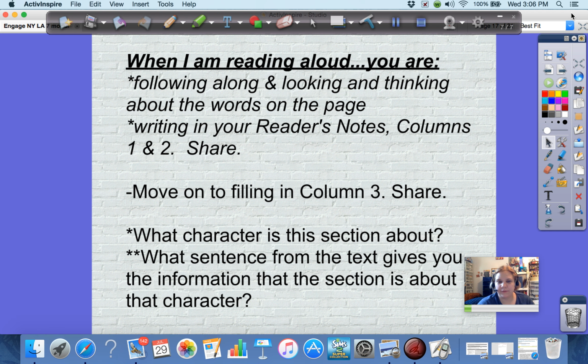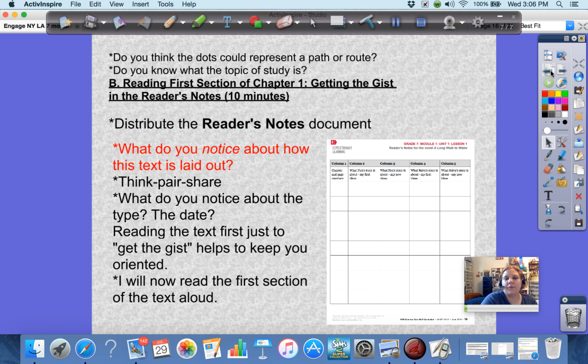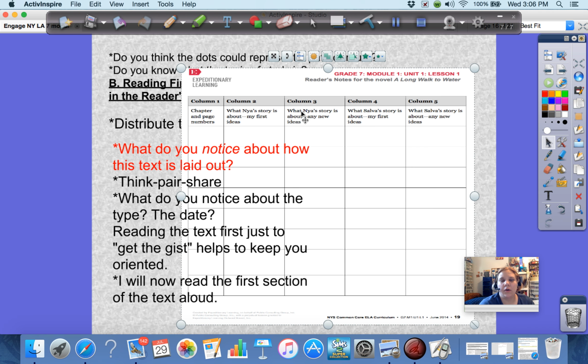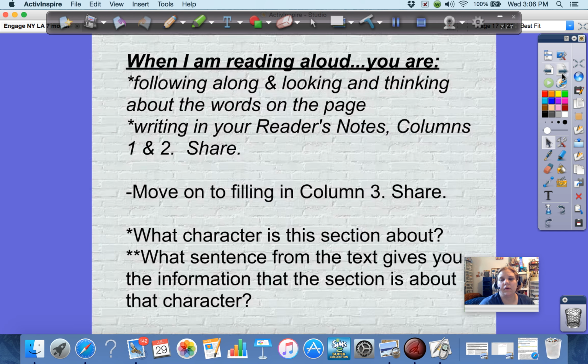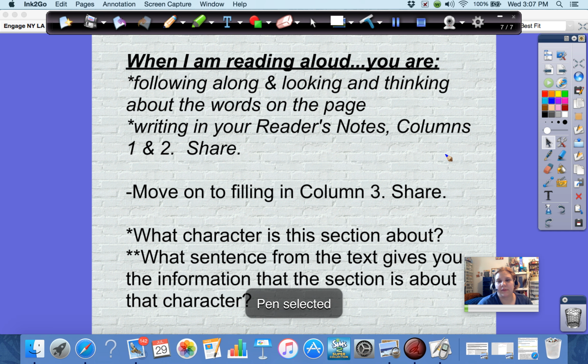Okay, so just from that, you would go ahead and fill in number 3. Okay, column 3. And so what Naya's story is about, any new ideas, what is happening here. You would go ahead and fill that in. Okay. I would actually do 1 and 2 first, and then you could do 3. What character is this section about? So we know it's about this character, Naya. Okay. We really don't know anything about her yet.